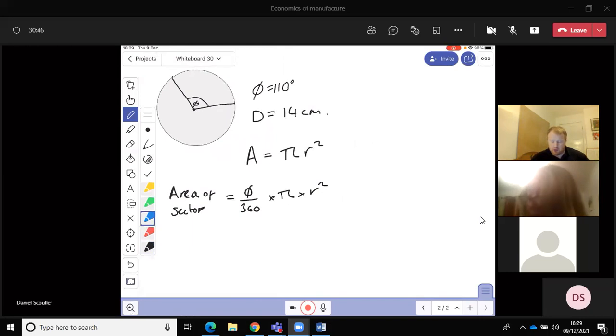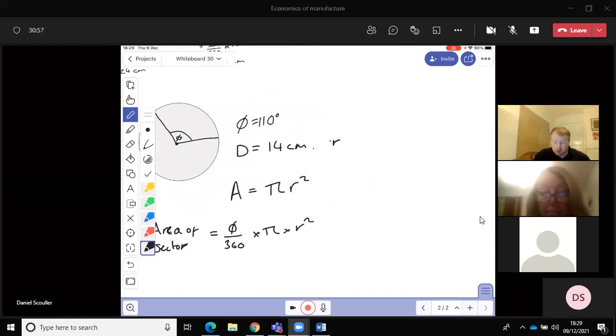First thing we need to do, nice and easy, is find out what r is. r is just half of the diameter. So you could write out r equals d over 2, which equals 14 over 2, which equals 7 centimeters. So it's got a radius of 7 centimeters. Now, you don't get any marks for that. Dividing 14 by 2, it'd be very generous if you got a mark for that.